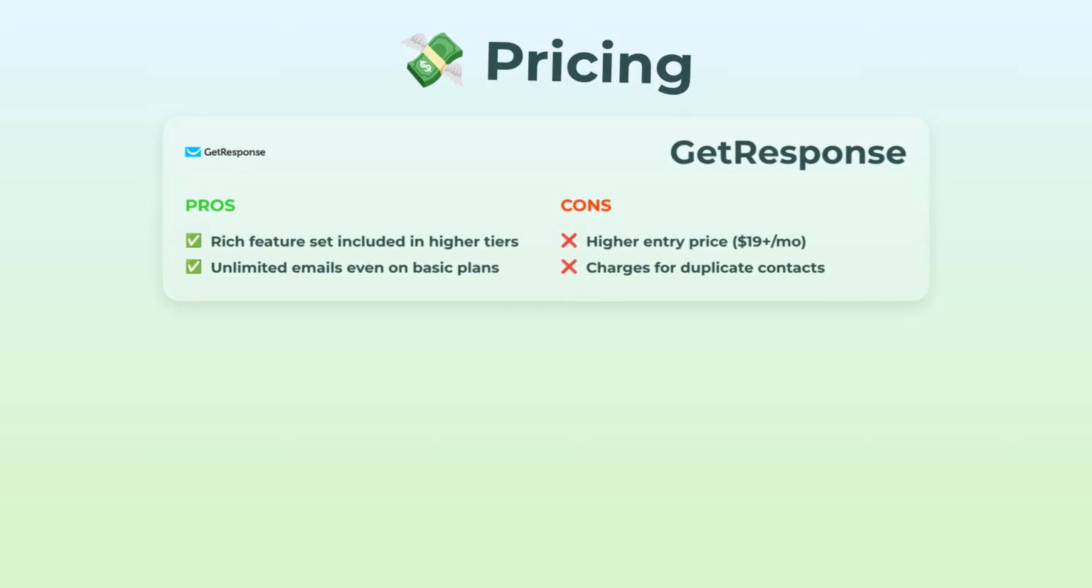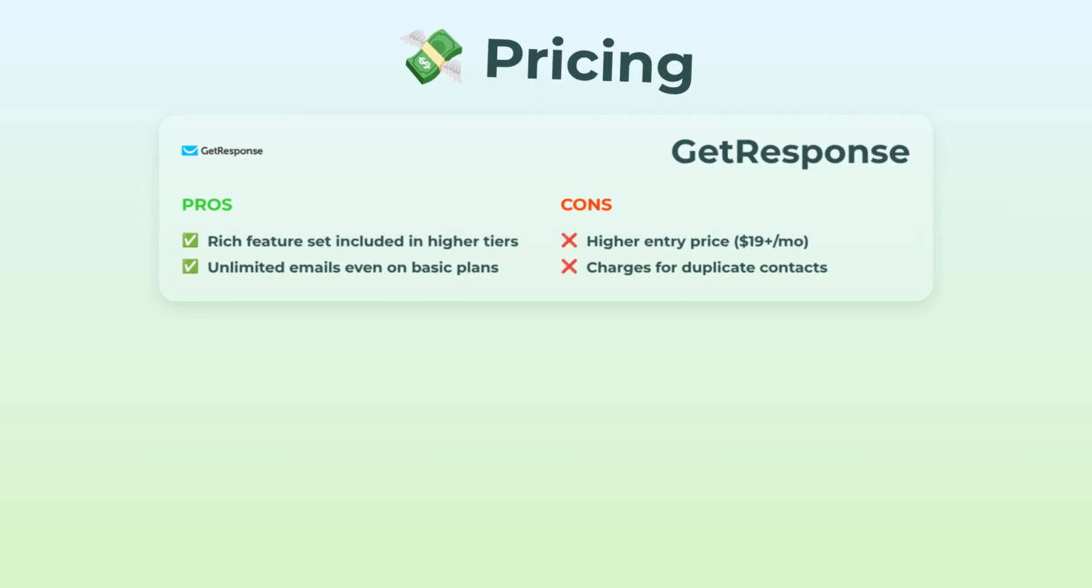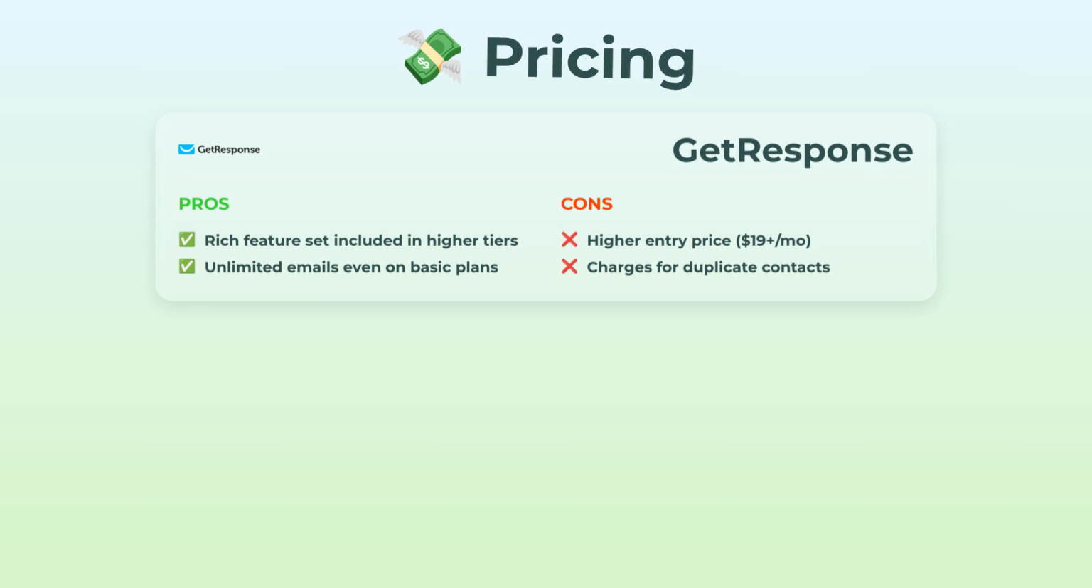Pricing. GetResponse comes in swinging with a bunch of features, but you'll notice the entry price starts a bit higher, like $19 a month and up. Unlimited emails, even on the basic plans. So that's cool, but, and it's a bit annoying, it charges for duplicate contacts. So if someone's in 2 lists, guess what? Yep, you pay twice.